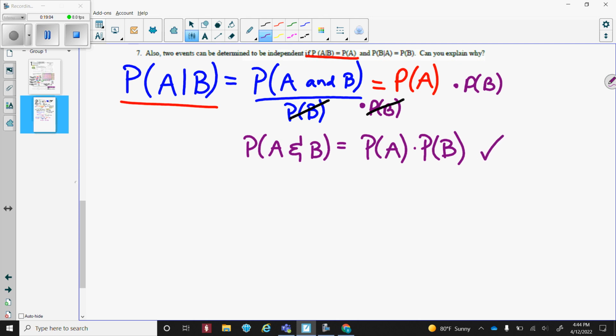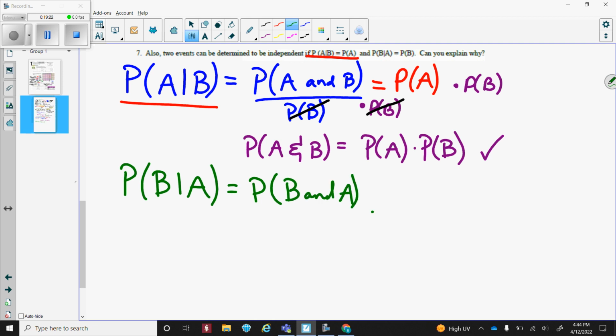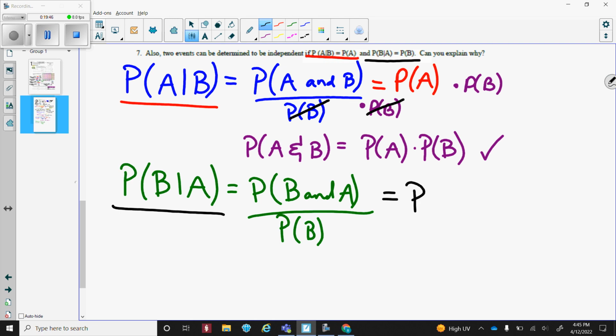We're good to go. Let's do the exact same thing, but with B given A. So I'll rewrite this as the probability of B given A is equal to the probability of B and A divided by the probability of B. So just like before, I want to make sure that I'm getting that whole thing, this B given A, equal to the probability of B. So this whole thing here, this B given A, is going to be equal to the probability of B.